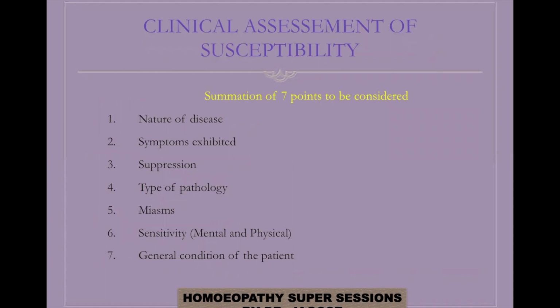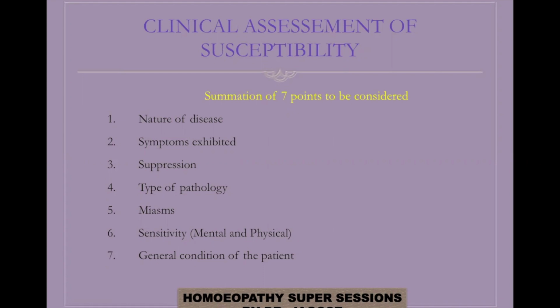So let us see how we clinically assess the state of susceptibility, or in other words, how we assess the susceptibility at the bedside. For this, we have to work out the case on these 7 points, namely: number 1, nature of the disease. Second point, symptom exhibited. Third point, suppression. Fourth point, type of pathology. Fifth point, the miasms. Sixth point, the sensitivity, both on the mental and the physical level. And the seventh point, the general condition of the patient.